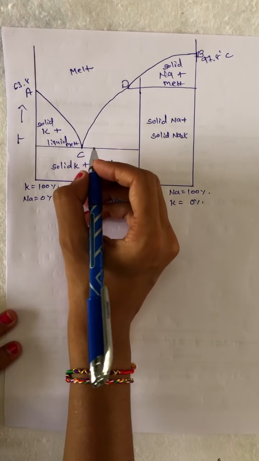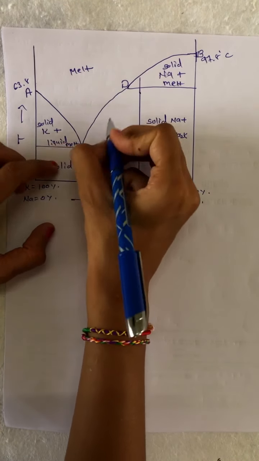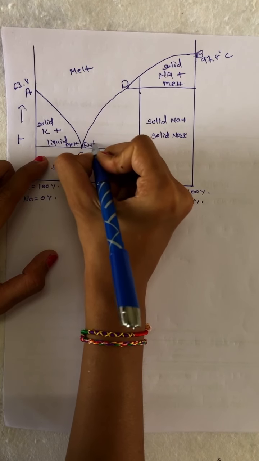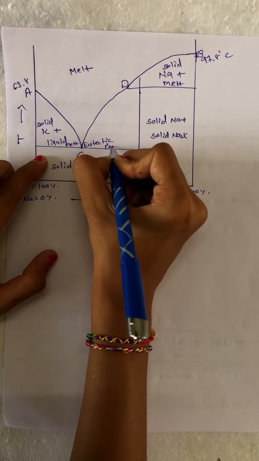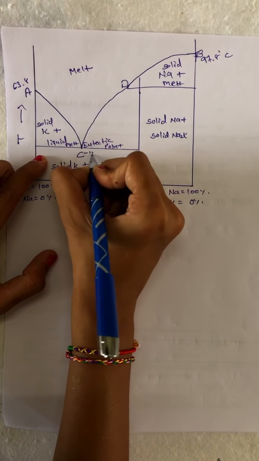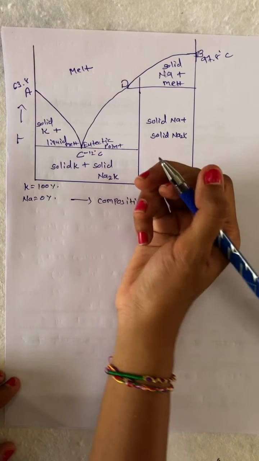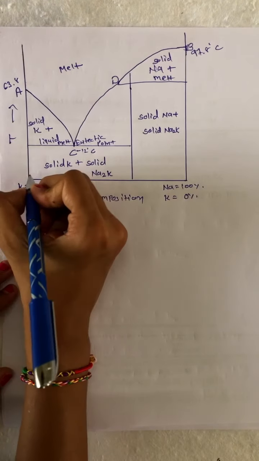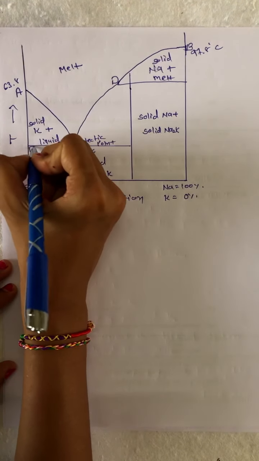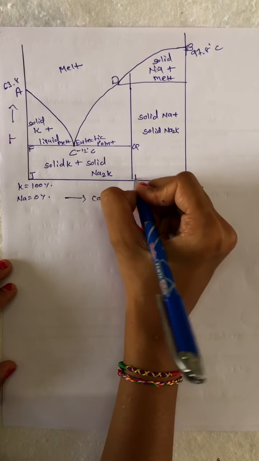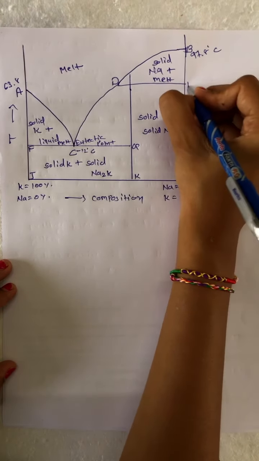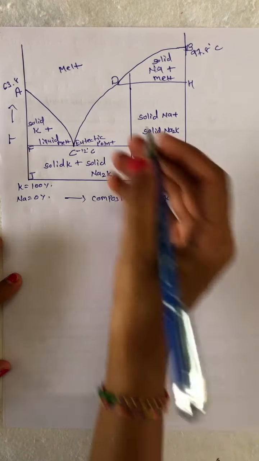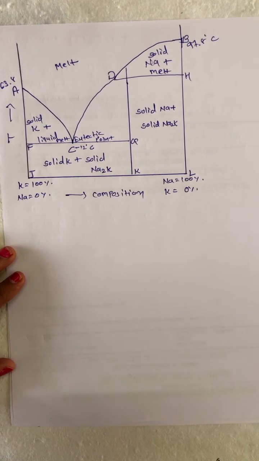Now this is a point called eutectic point, here minus 12 degree Celsius, right? We can also take names here: J, F, G, K, L, and H, right? So this is your figure. And now we're gonna discuss the curves.